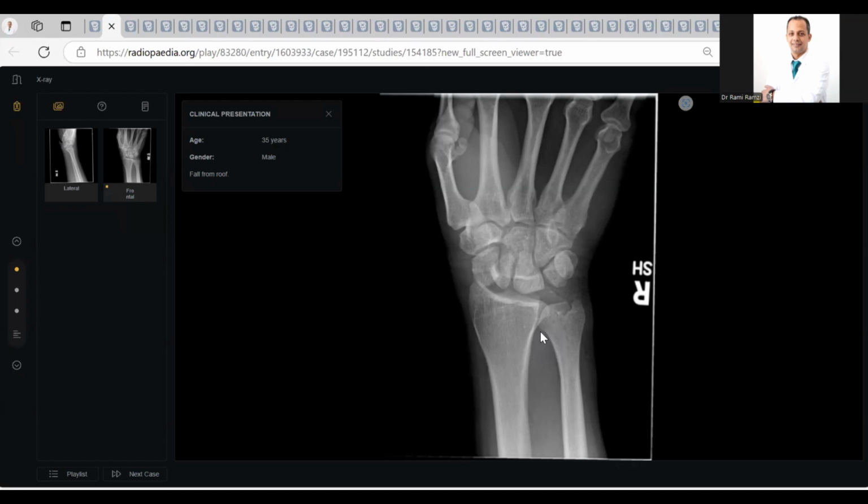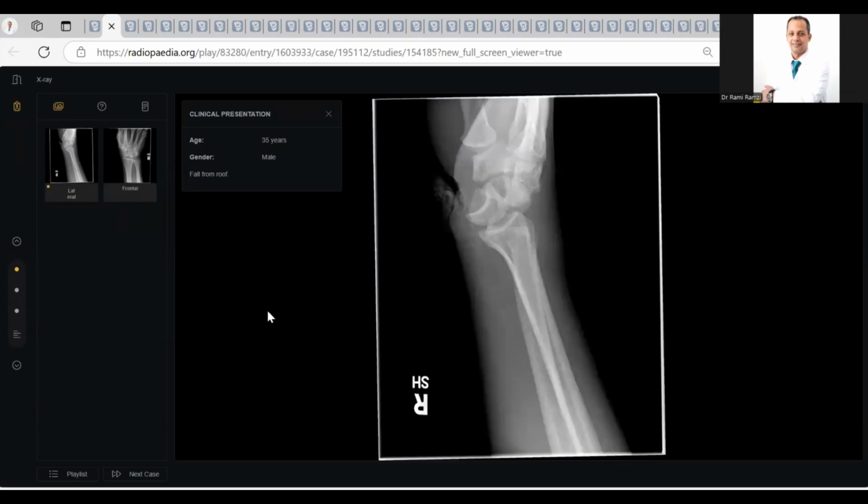So can I have a look at the lateral view? Okay, on the lateral projection, there is a dorsal dislocation of the capitate. The lunate appears to lie within the radial groove. So I'm thinking of trans-scaphoid perilunate dislocation, trans-scaphoid fracture with perilunate dislocation, and I would send the patient for orthopedic review.